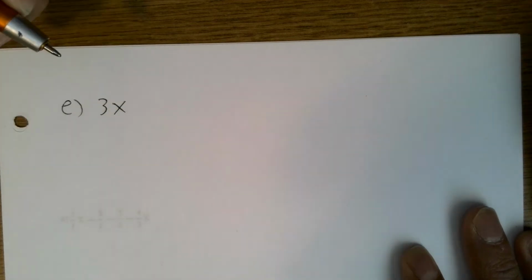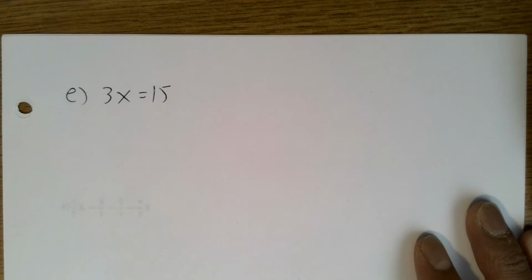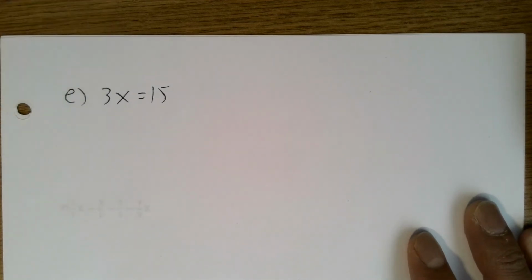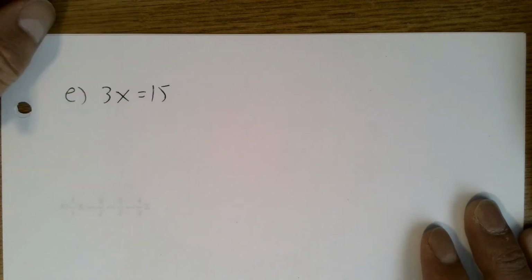On this one I've got 3x equals 15. I'm sure you guys remember, anytime we have a number next to a variable, it means times. So this is actually 3 times x equals 15. So in this case, instead of having 3 times x, we want to have 1 times x, because that'll just be x. So I want to divide both sides by 3.